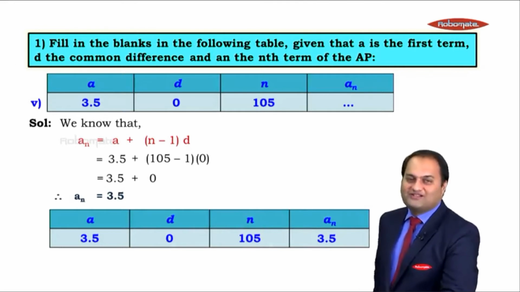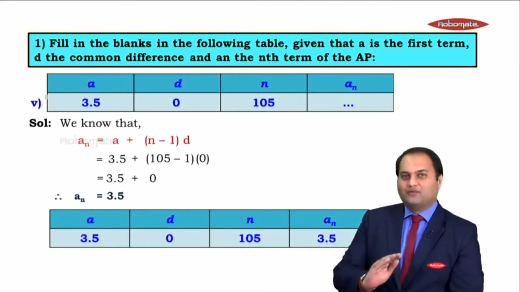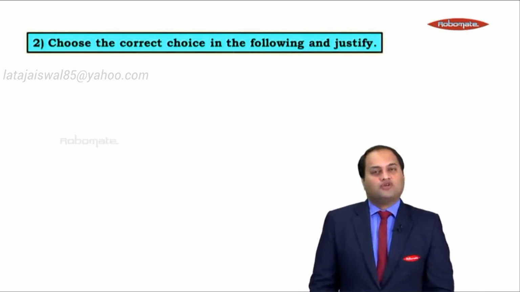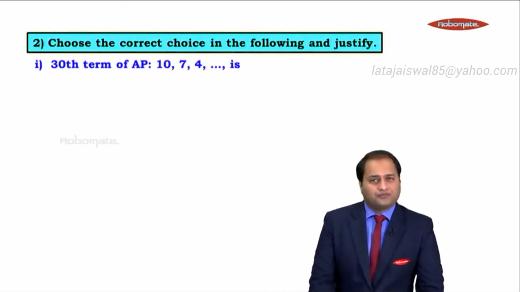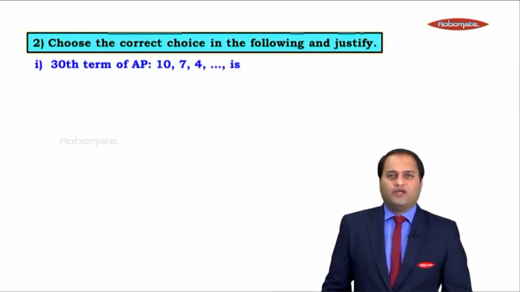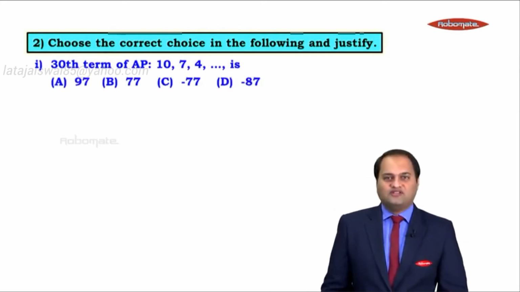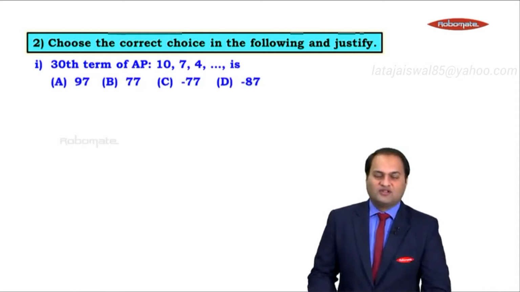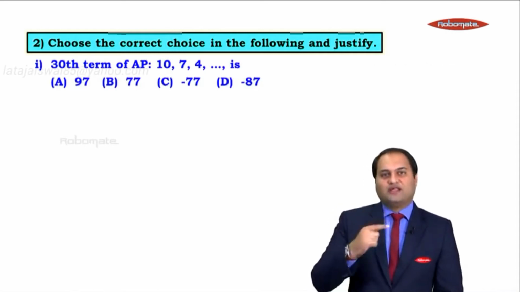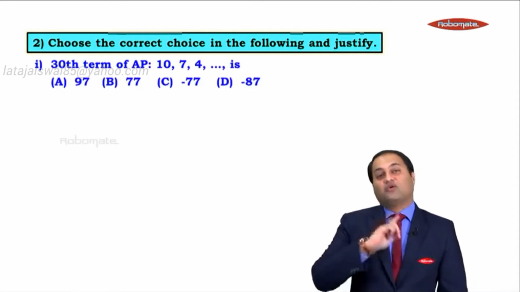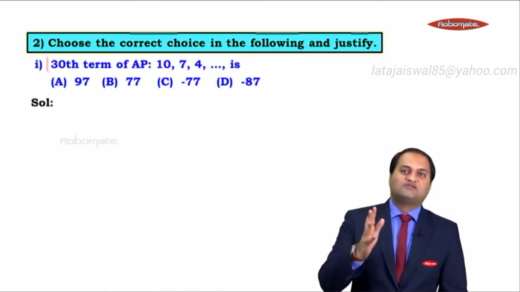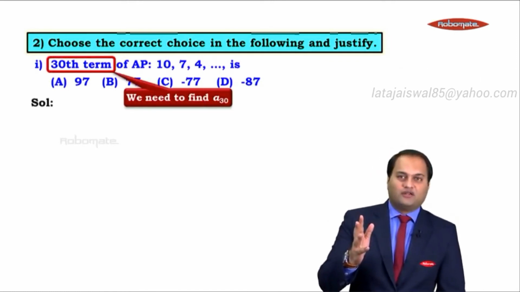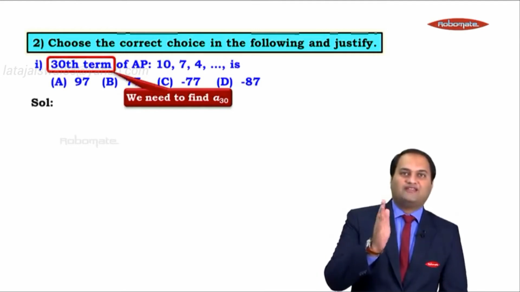Let's move on to the next sum. This is a bit different, but the concept remains the same, right? The sum is, choose the correct choice in the following and justify. 38th term of the AP 10, 7, 4 and so on is, the 4 options are given to us, and the AP is given to us 10, 7, 4, and we are supposed to find the 38th term, right? So the question is, we are supposed to find the 38th term, for which the AP is given.